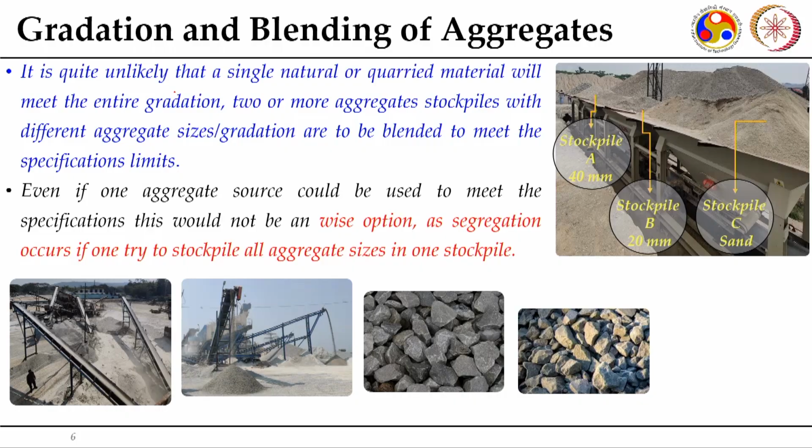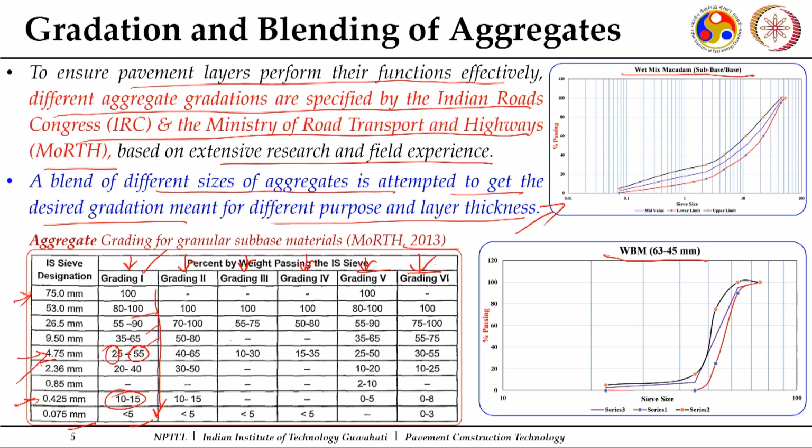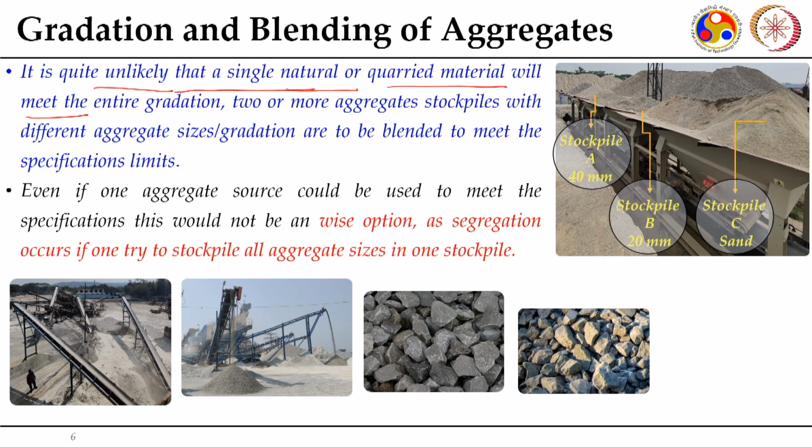The layer thickness should be at least 2 to 3 times the NMS of your aggregates. Now, in the field, since a range of material is required, whatever stockpiles are available from aggregate crushers, a single natural or quarried material will not be able to meet it. It is quite unlikely that one stockpile can give you gradations varying from, say, 75 mm going down to 75 micron. So, it is quite unlikely that a single natural or quarried material will meet the entire gradation.